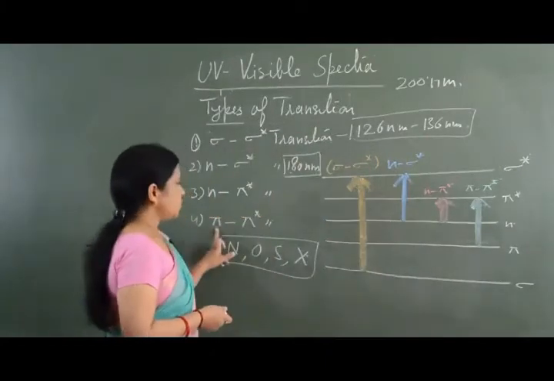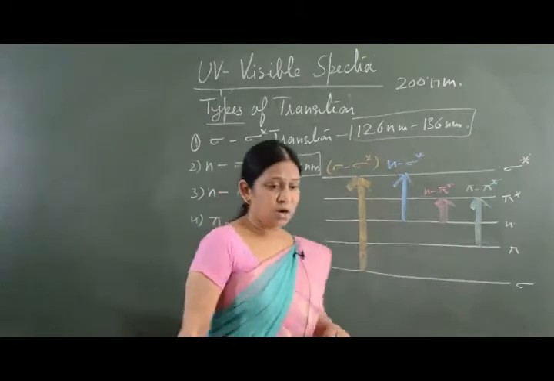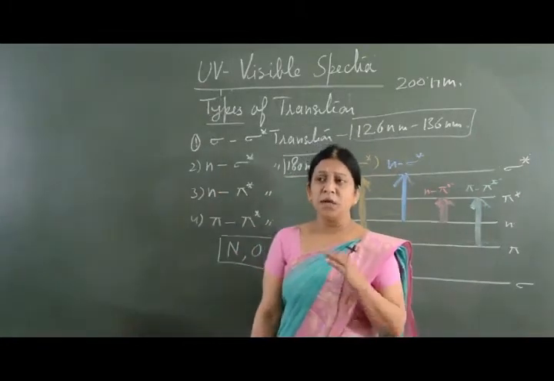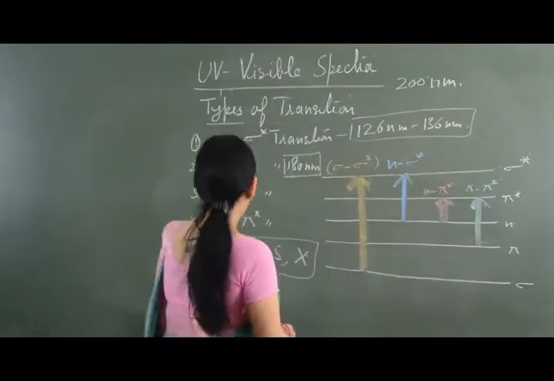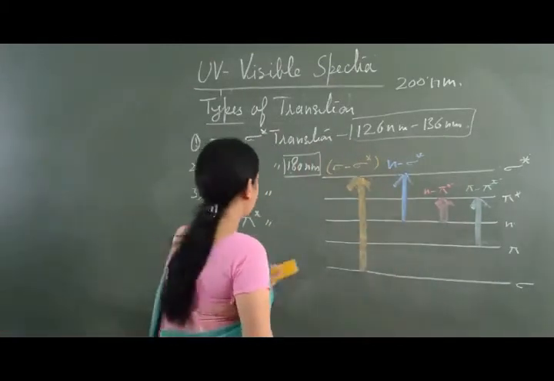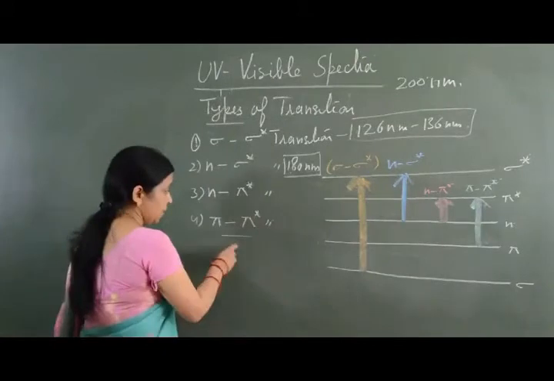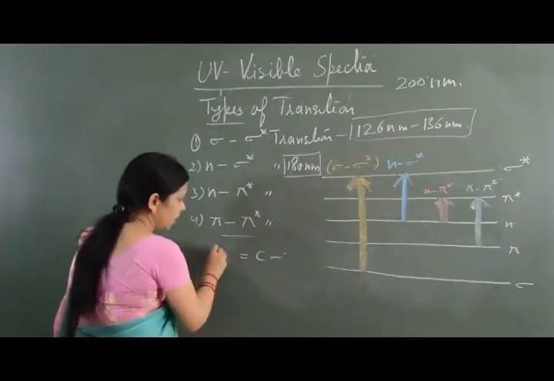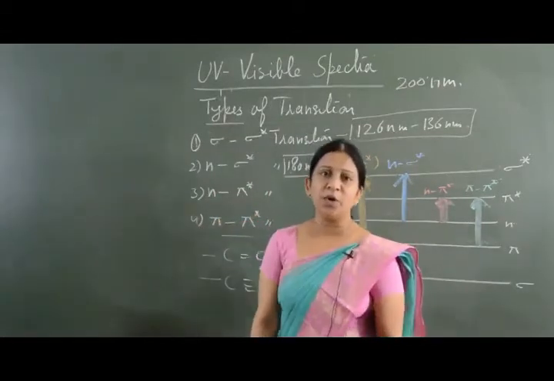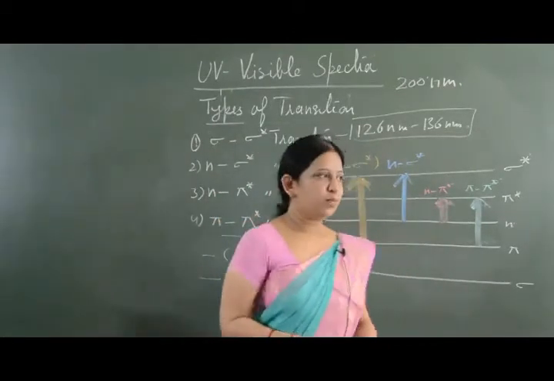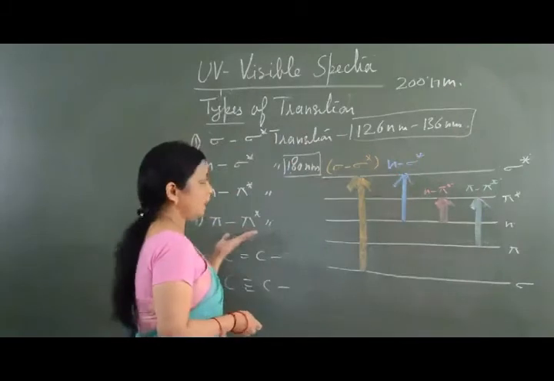The fourth transition is pi to pi star. Pi to pi star means it is given by pure unsaturated compounds which are having double bonds or triple bonds. So if the bond is this, or if the bond is this, both these compounds will show this type of transition, which is pi to pi star.